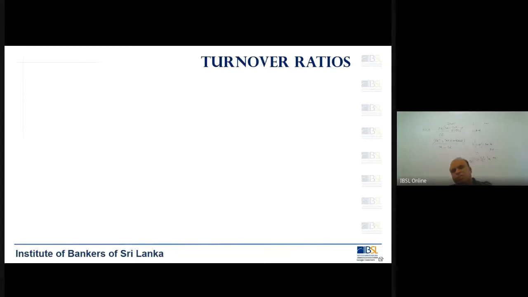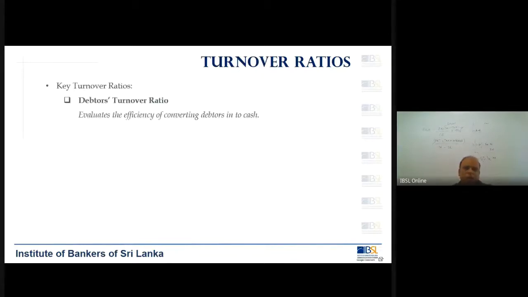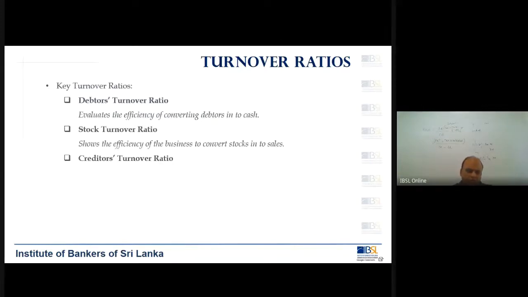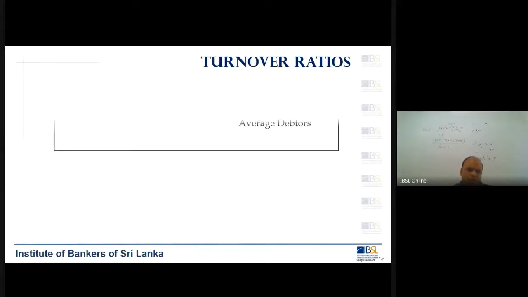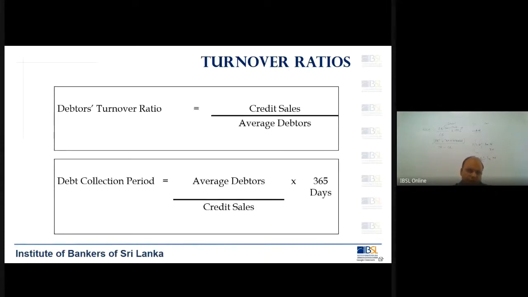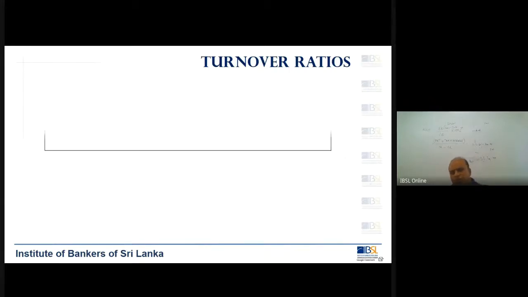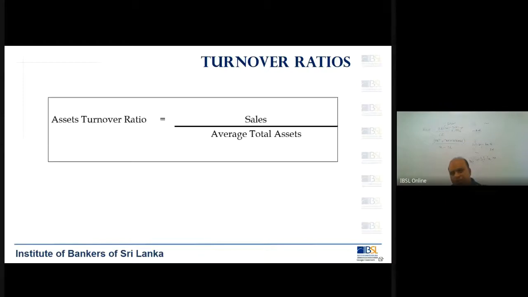And the last set of ratios is the turnover ratios, where, as I told you, these are all operational related ratios. That is how much of debtors you have, how much of stocks you have, how much of creditors you have. So all are relating to that type of ratios. So here we have about 5 sets of ratios, if I'm not mistaken. Yes.